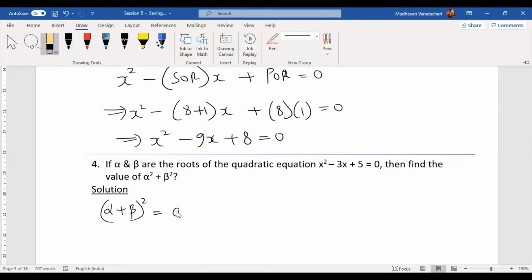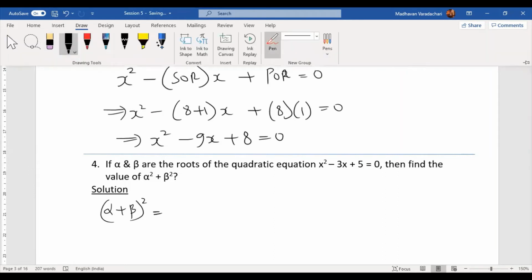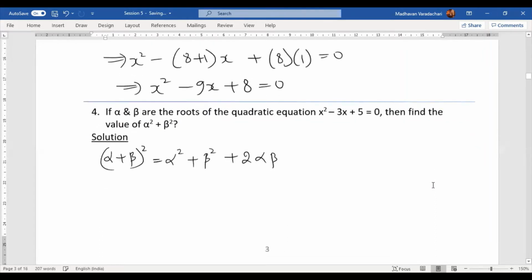I'll say instead of a square, it is nothing but alpha square. Alpha square, a square plus b square plus 2ab. Means I can rewrite this as alpha square plus beta square is equal to alpha plus beta the whole square minus 2 times alpha beta. Means if I have to find this, I need to find this and I need to find this.